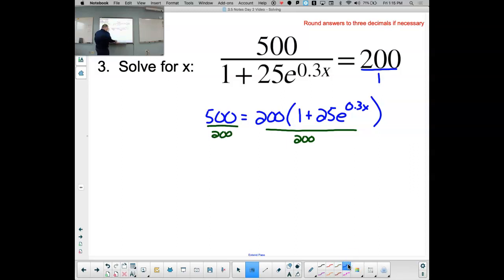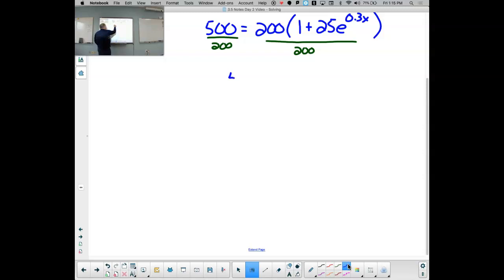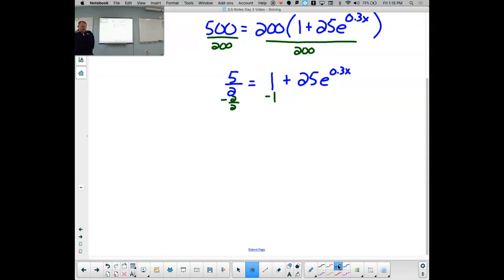That allows me to say then that 5 halves, 500 divided by 200 is 5 halves, is equal to 1 plus 25e to the 0.3x power. Now I still got to get that e isolated. So next off, I'm going to subtract 1, but in my brain, I'm going to subtract off 2 halves, because 2 halves is 1, and now I'm in common denominator form.